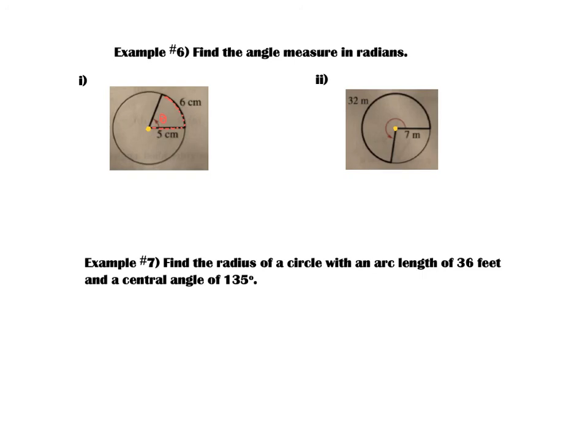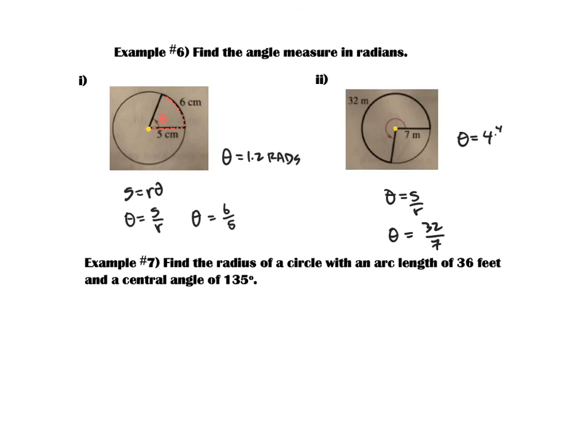Okay, so let's use our formula. Now we have s equals r theta, but we also have the formula theta equals s over r. Therefore, theta would be s, which is 6, over r, which is 5. So theta is 1.2 radians. Okay, likewise, in the second example, I'm going to use theta equals s over r. S is 32 over r, which is 7. It's going to be a little short of 5 radians. Okay, so theta will equal, what would that be, 4, oh gosh, 4 and 4/7 radians.